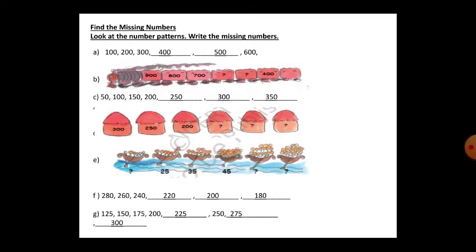Here also 125, 150, here adding, increasing. So 125, how much is it increasing? 25, 25 it is increasing. 125, 150, 175, 200, 225, 250, 275, 300.